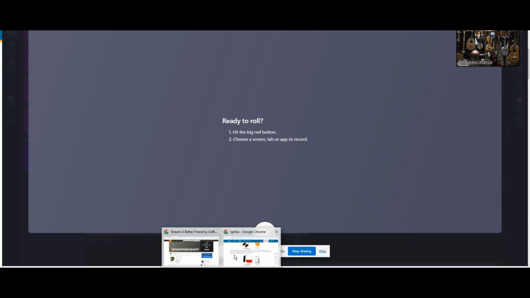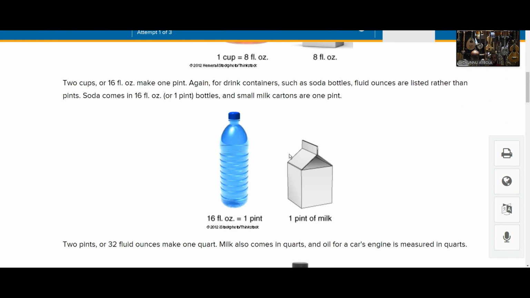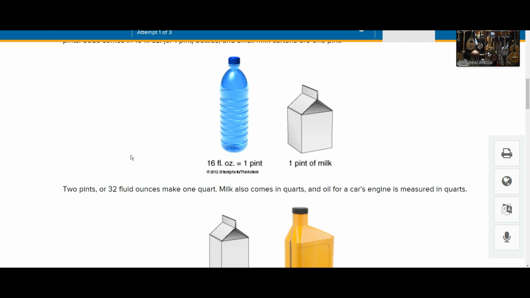Now, we've looked at this. So the next one, 2 cups or 16 fluid ounces make 1 pint. Again, for drink containers such as soda bottles, fluid ounces are listed rather than pints. So that comes in 16 fluid ounces or 1 pint bottle, and small milk cartons are 1 pint. 2 pints or 32 fluid ounces make 1 quart. 2 pints make 1 quart.